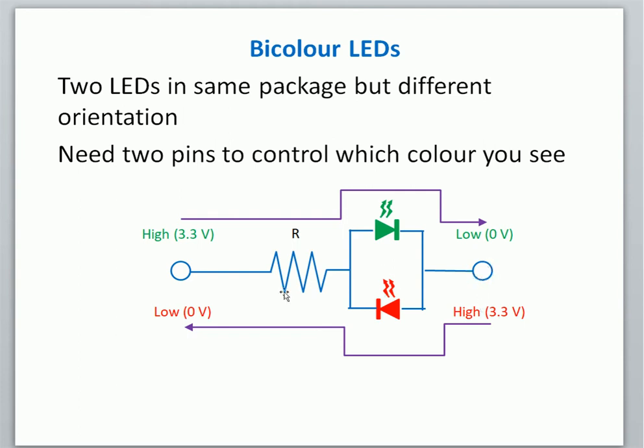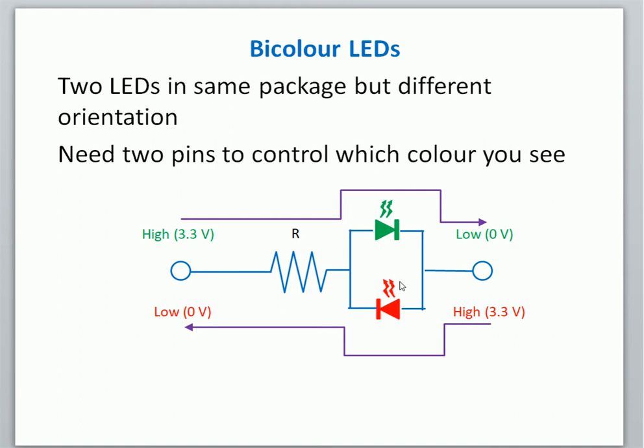If I flip the polarity of the pins, whether it's high or low, right? So now this one's high, this one's low. As the conventional current comes out, there's two possible paths, but the green LED is oriented backwards, so no current can flow through it that way. So all the current flows through the red LED back to the other pin, and the red LED glows.